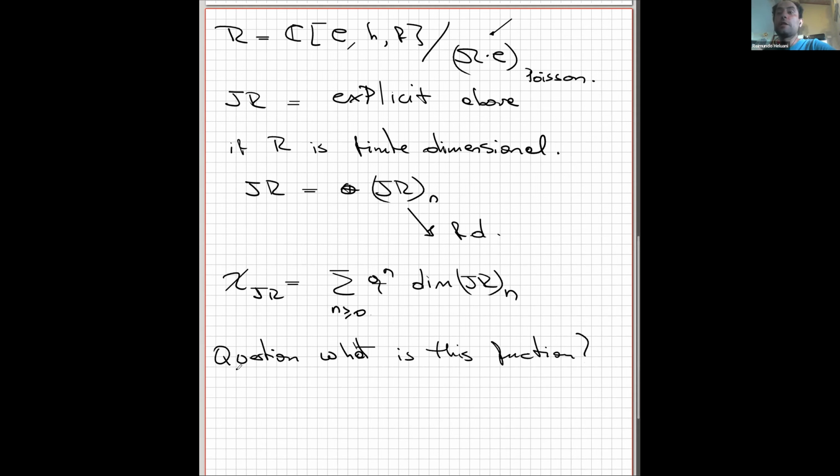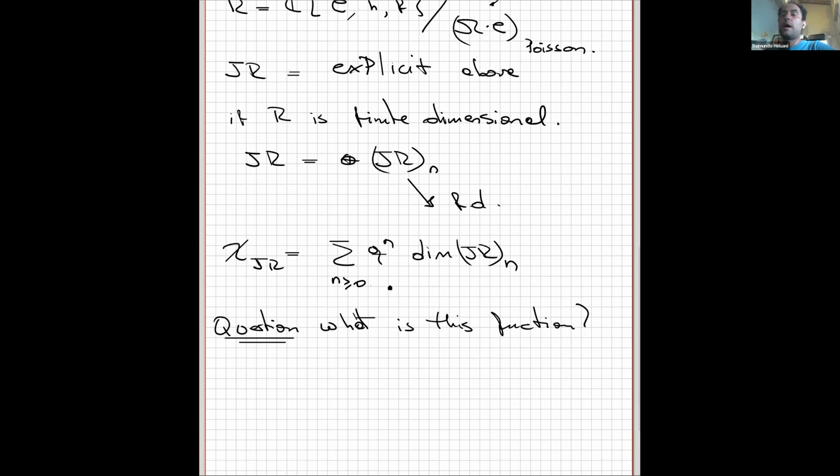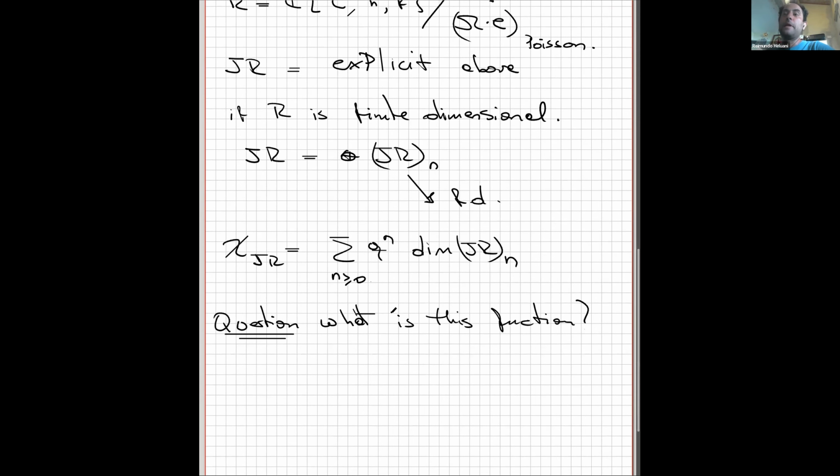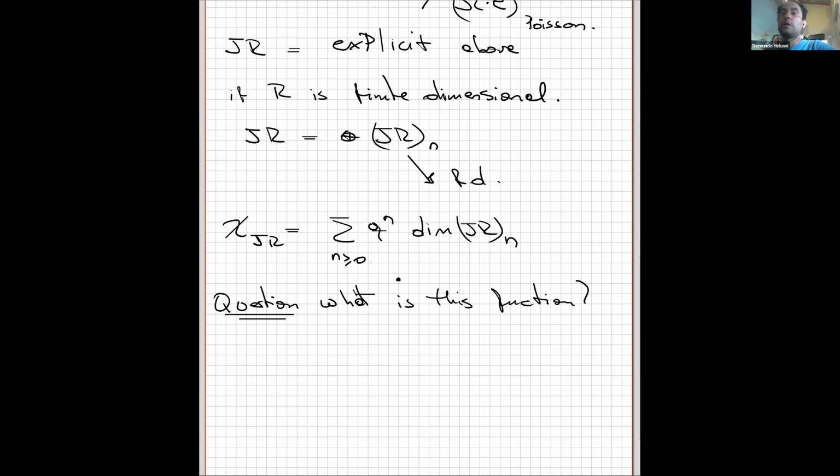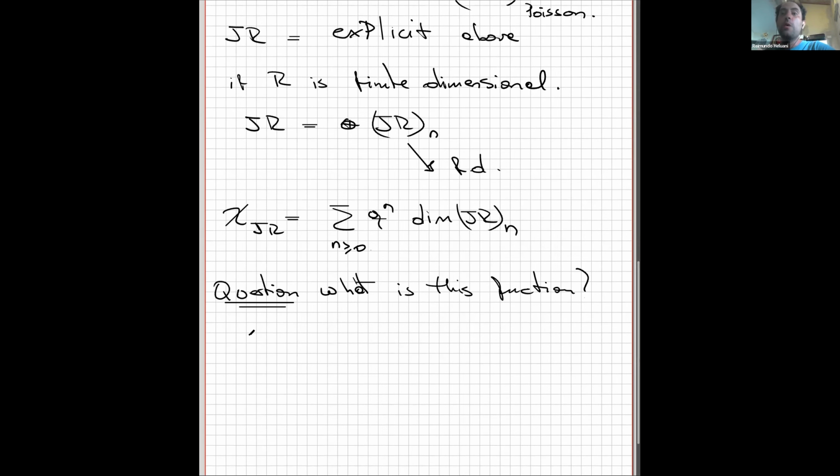It's incredibly hard to compute this function. And there are some beliefs that this function has nice properties when you use the Poisson structure in R, therefore the Poisson vertex algebra structure on JR. It's really, really hard to compute this function, to the point that the only example that I know is the example that I started with. And it's a recent paper. Well, not anymore, but it's less than 10 years old.